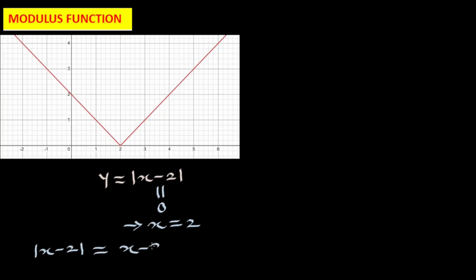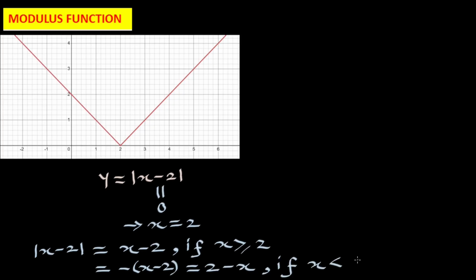This is a graph of y equals mod x minus 2. To draw this graph, first we have to find its critical point by putting x minus 2 equals 0, so that gives us x equals 2. Therefore, mod x minus 2 will be x minus 2 if x is greater than or equal to 2, and it will be minus x minus 2, that is 2 minus x, if x is less than 2.